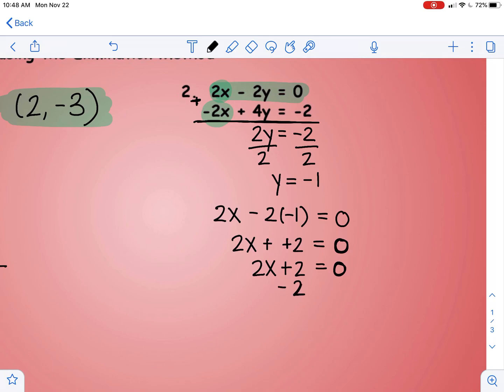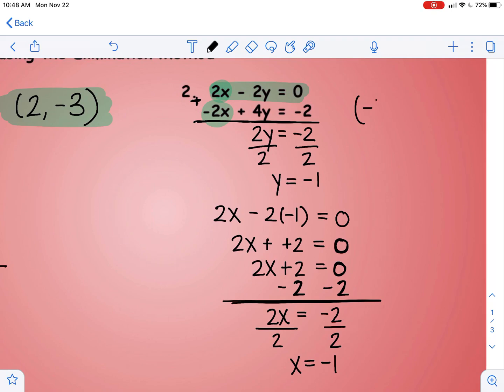I'm going to go ahead and subtract 2 from both sides to get rid of that constant because I'm solving a two-step equation now. And I'm going to get 2x is equal to negative 2. And then I'm going to go ahead and divide by my coefficient. So I'm going to get x is equal to negative 1. So then we write our coordinate pair up here, starting with x, which is negative 1, followed by y, which is also negative 1.